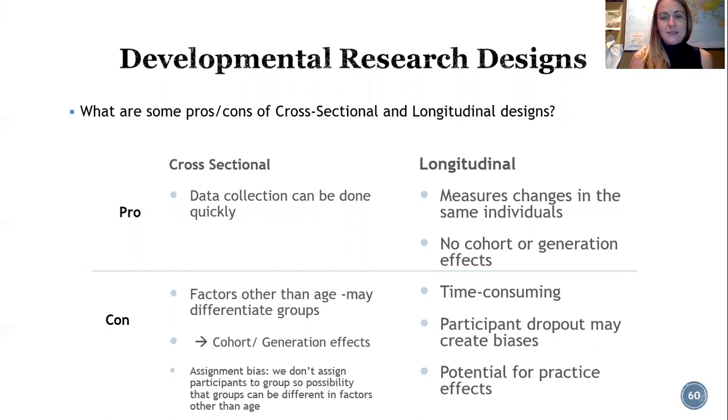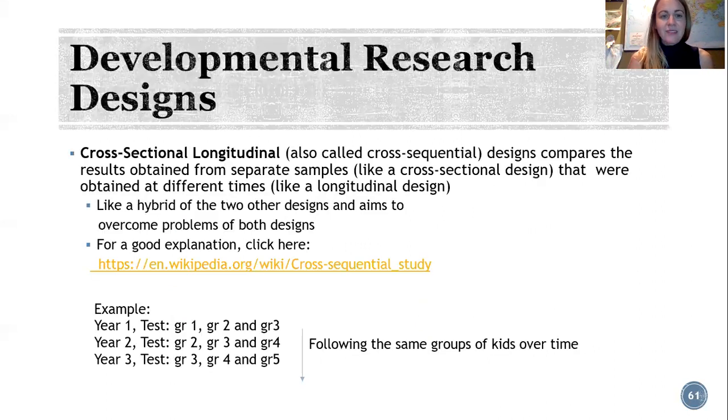And when you guys maybe end up doing some research or you propose it for your research proposal, you want to weigh the pros and the cons and pick the design that you think will work best. Finally, there's a third category. It's kind of like a hybrid of these. It's called cross-sectional longitudinal.